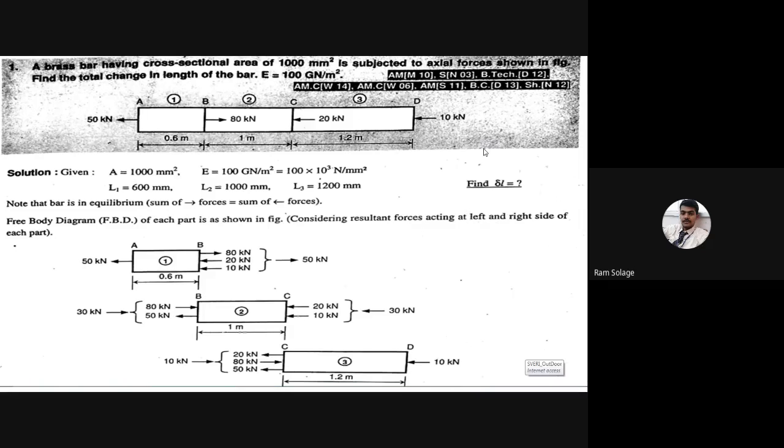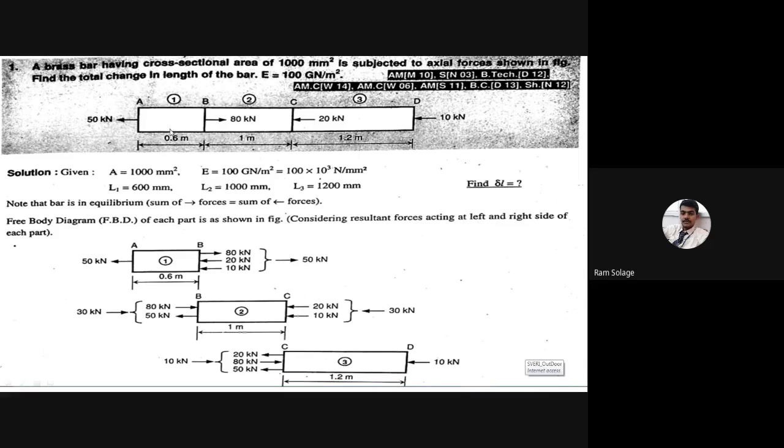But in this case, every section or every point, they are giving the different types of forces. So the body length may increase or the total deformation may decrease. At the ending of the answer, if delta is minus, at that time we can say that the length of that bar will decrease. And if the final answer is positive in nature, at that time you can say that the length of that rod will increase.